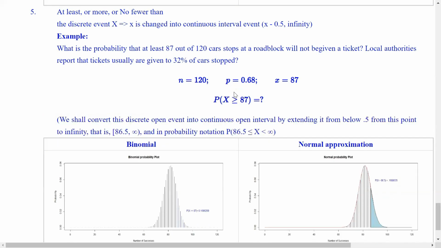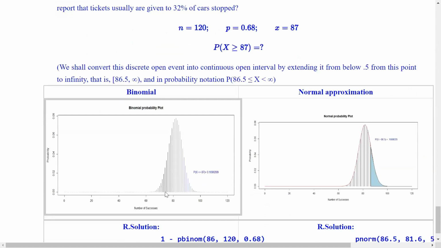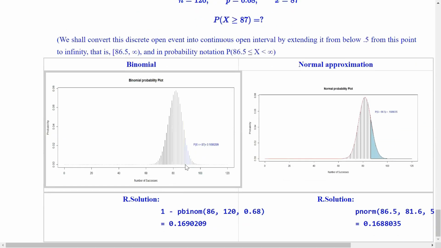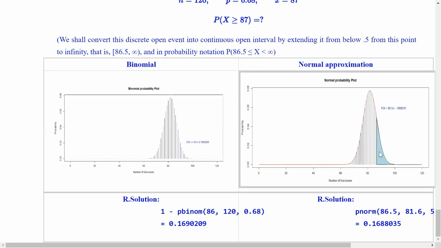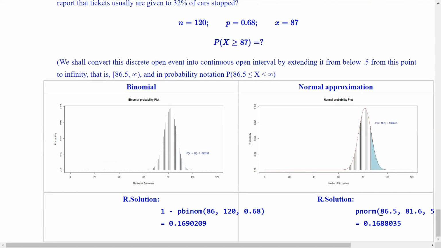Here, this probability is the discrete probability that adds all the point probabilities from 87 upward as shown in this binomial distribution figure, which is approximated by the area from 86.5 to infinity in the normal distribution as shown here in this figure. Both the R solutions are given here.